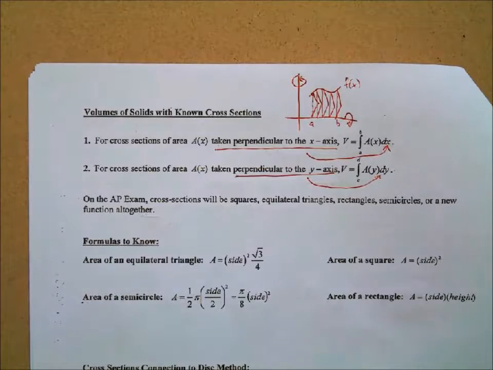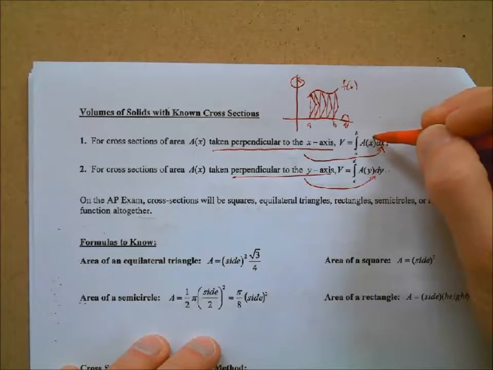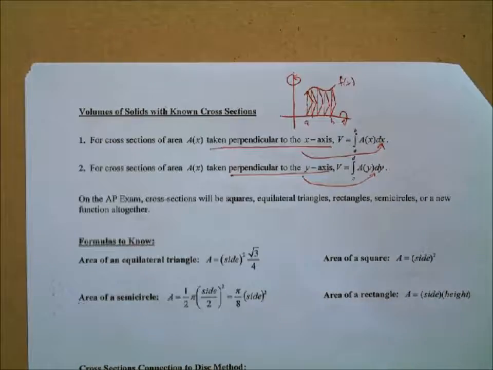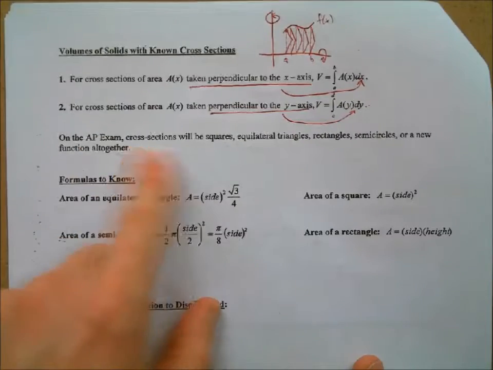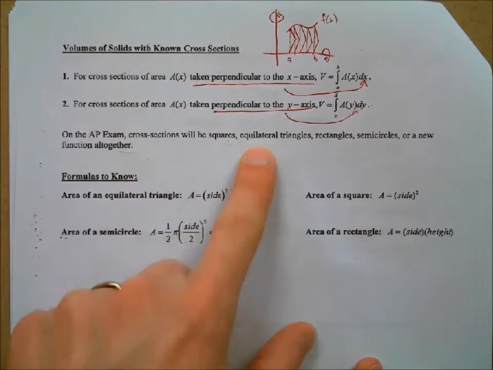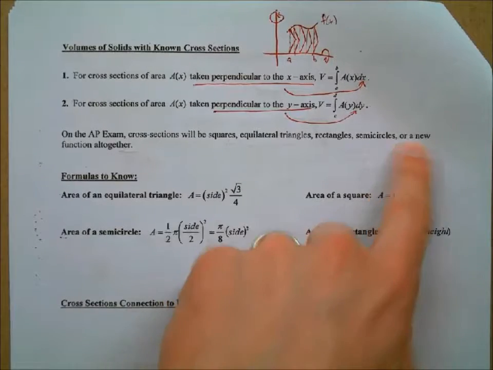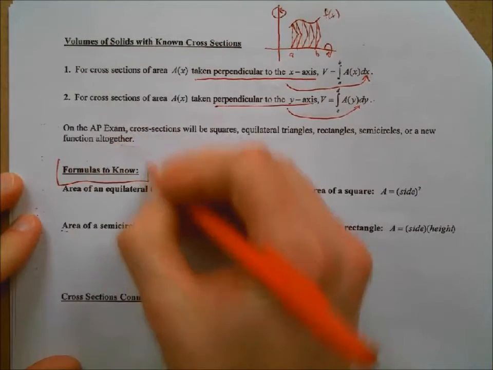And you'll see here that all we're going to do is integrate from A to B the area of one of those cross sections. Now, we're going to be sticking to a few cross sections. On the AP exam, cross sections will be squares, equilateral triangles, rectangles, semicircles, or a new function altogether. Sometimes they give you just a brand new function, so you don't have to worry about memorizing that formula. But these are formulas to know. In other words, you must have these memorized.